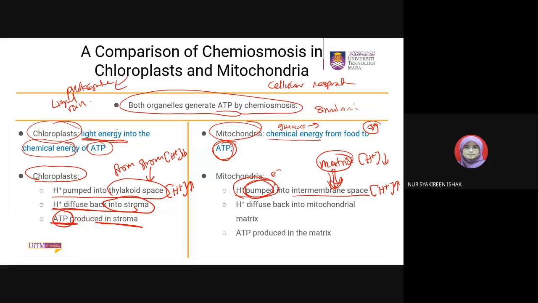Ingat balik proses cellular respiration ya. So once hydrogen ion is high in the intermembrane space, dia akan diffuse back into the matrix through ATP synthase. So ATP synthase dia punya catalytic knob dia terletak dalam matrix. Okay, so the production of ATP is in the matrix.